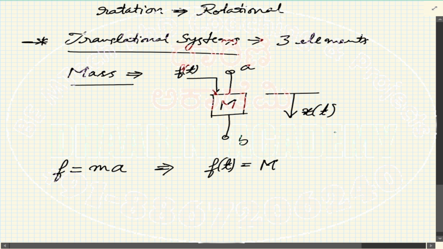right? It can be measured in newtons. So that's the direct relationship for a mass, right? The input output relationship of mass is given by this equation. So the second quantity or second element that we use in this translational system is called a spring.